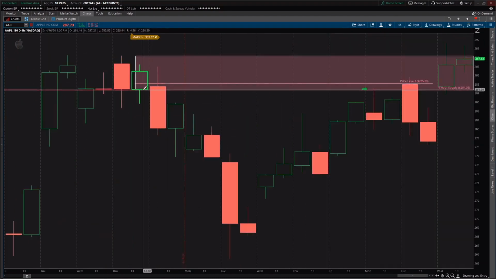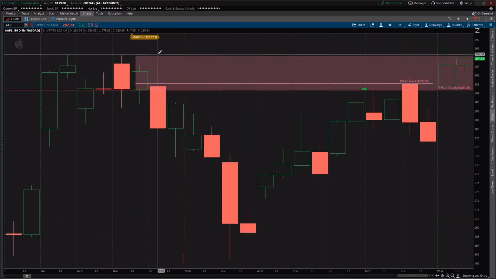It is from 284 all the way up till 288. 4-point zone, 4-point risk. That's a lot of risk for someone that might not have a big account, if they were to get in at the beginning of the zone and put their stop at the top of the zone.